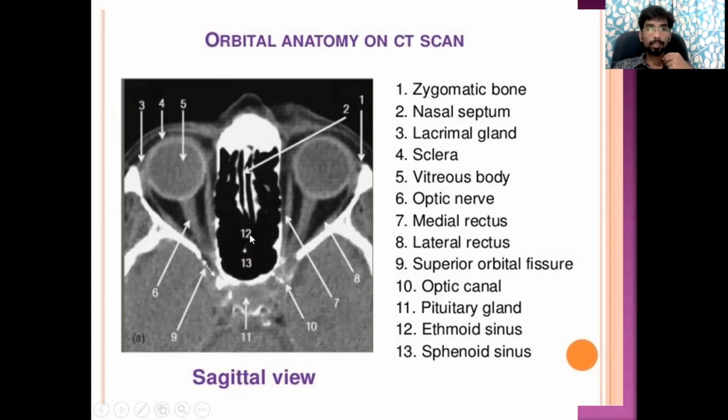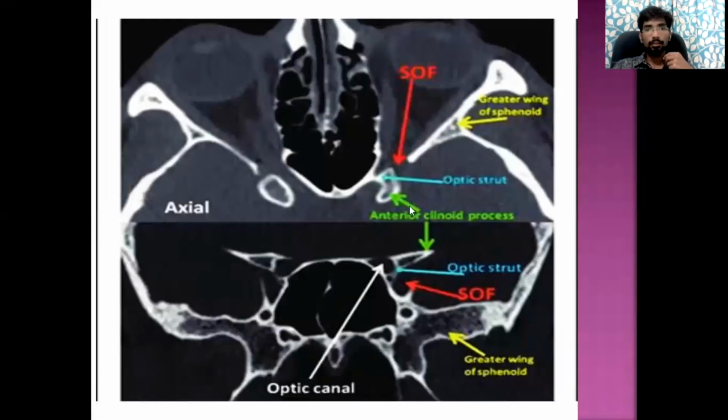12 is the ethmoid sinus. 13 is the sphenoid sinus. So here this is the superior orbital fissure and this is the optic canal. This is the greater wing of the sphenoid. Above is the superior orbital fissure.